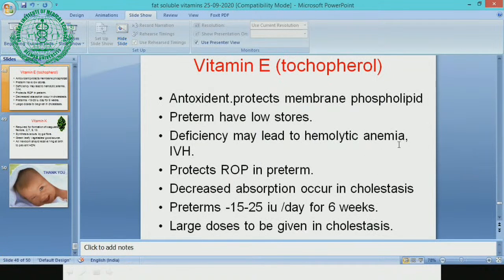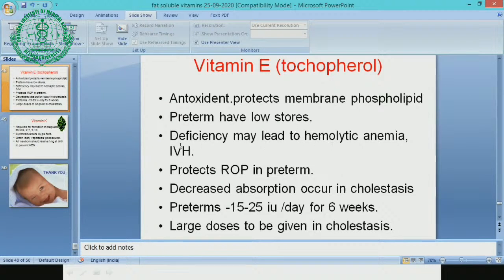Now last 2 slides, vitamin E and vitamin K. Vitamin E is an antioxidant. Also it protects the membrane. It protects the phospholipid, so it protects the membrane of the cell. In preterm it has very low stores. So usually in these children they develop hemolytic anemia or intraventricular hemorrhage. So remember, capillary stability also is because of vitamin E, and deficiency may lead to hemolytic anemia and intraventricular hemorrhage.